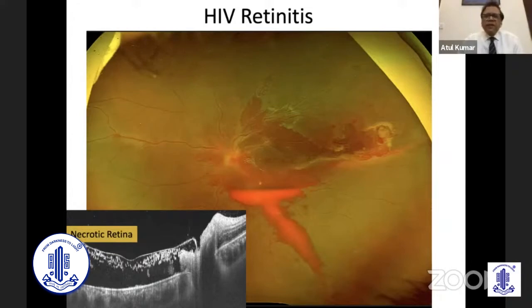This is a patient of HIV retinitis. You can see the extreme degree of necrotic retina and the amount of involvement. So the extent of involvement is very well picked up on a single click.